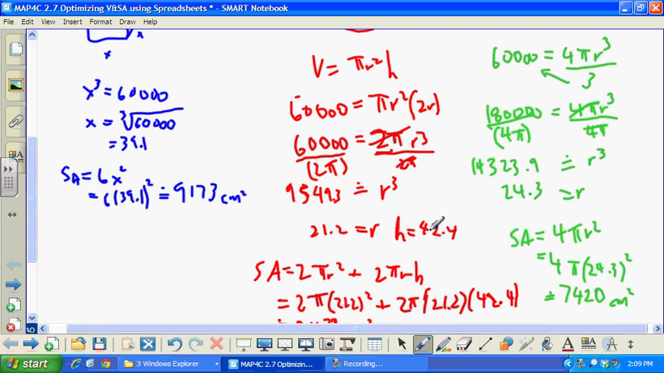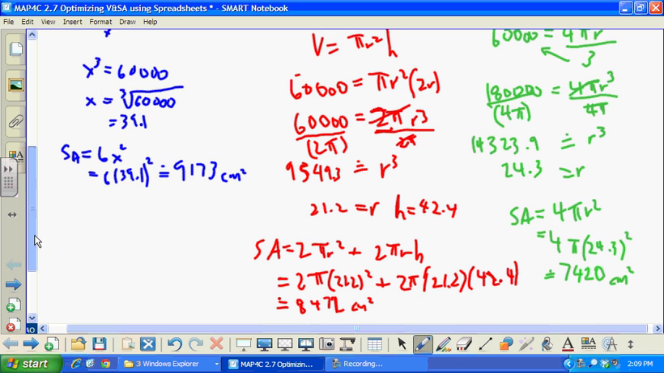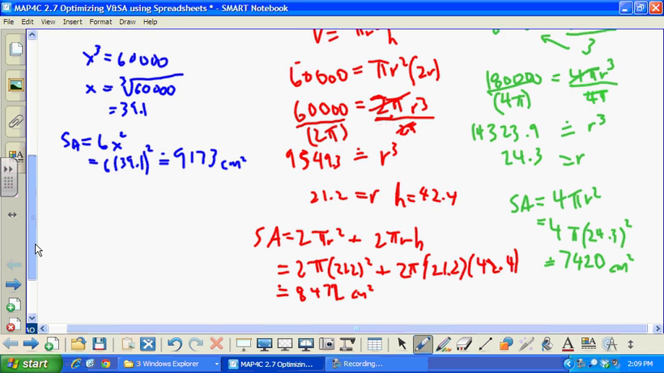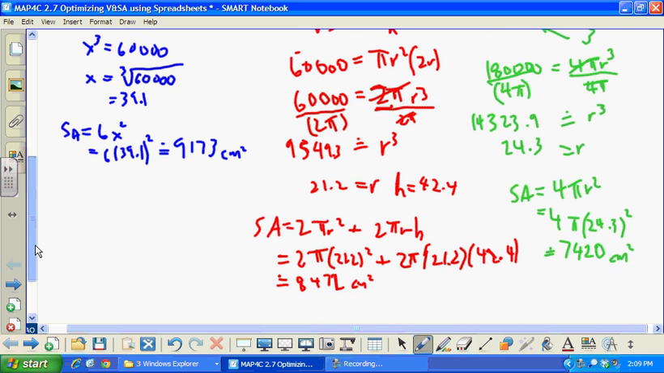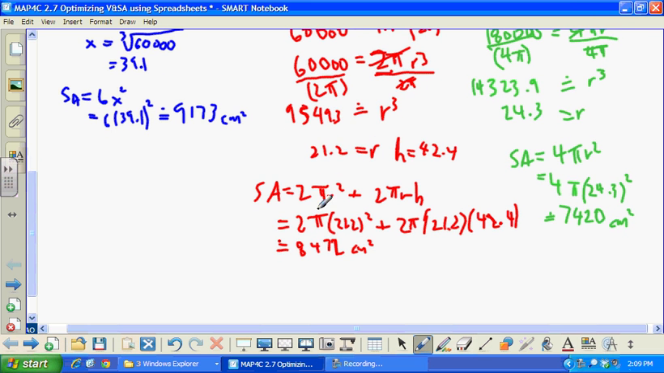And it's way better, isn't it? The cube was 9,000 and change. The cylinder was 84 and change. The sphere is like 1,000 centimeters squared better. So the sphere is best. So if you had any shape to choose to enclose something, the sphere is the best. And that kind of makes sense because when we talked about flat shapes, the circle was the best. So it kind of makes sense that the sphere would be the best.